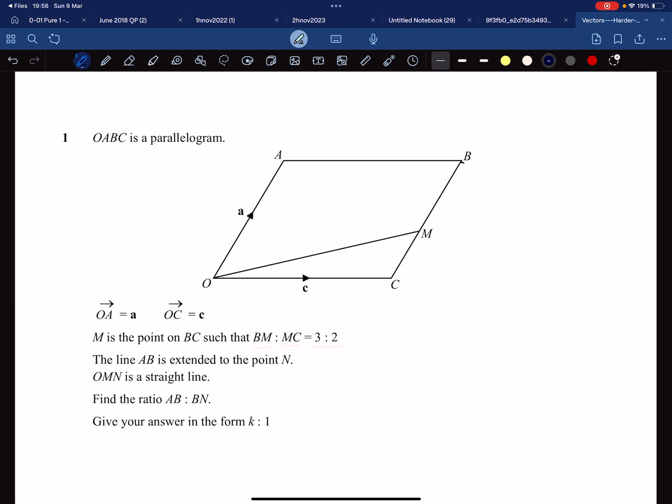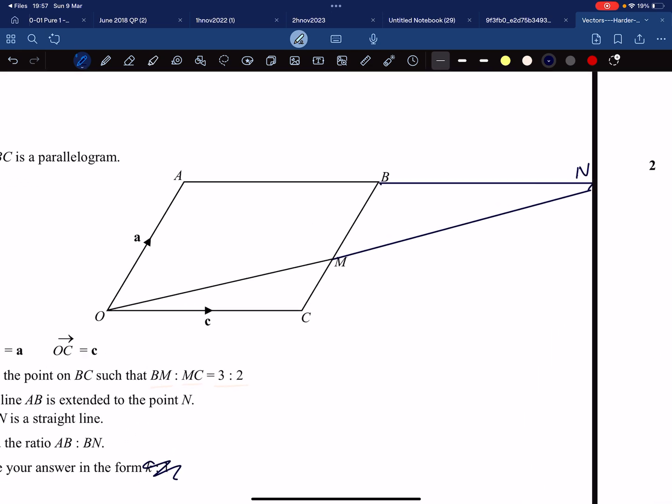So I'm going to extend this line to N so that OMN is a straight line, yeah? So I'm just going to extend this. You know what I'm trying to say in there, yeah? So that's N. Find the ratio of AB to BN. Okay, don't worry about this for now.